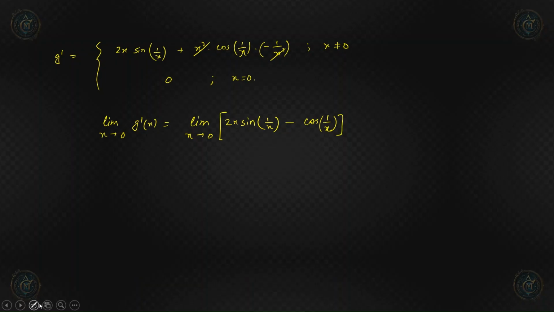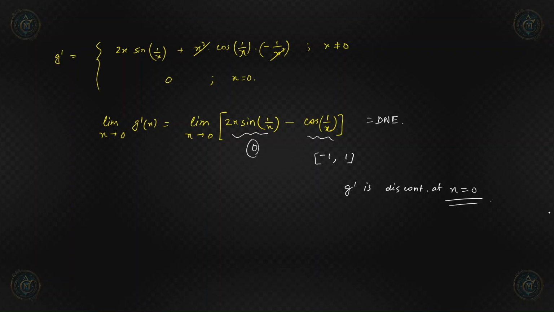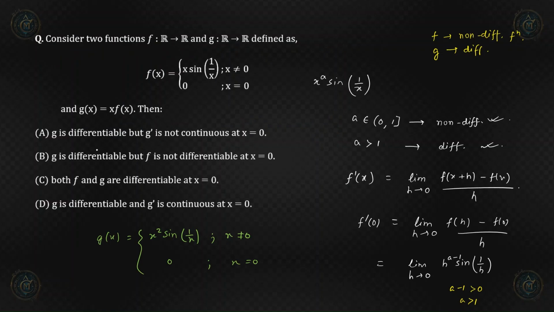Now see, this first limit will exist, right? This limit will be equal to 0, we know, but this limit will oscillate, right? This will oscillate between minus 1 and 1. So we cannot say anything about this limit. That is why limit x tending to 0 of G dash x does not exist. So we can say G dash is discontinuous at x equal to 0. Okay, so G is differentiable but G dash is not continuous at x equal to 0.